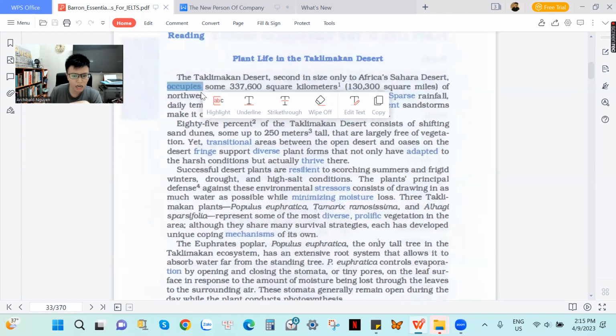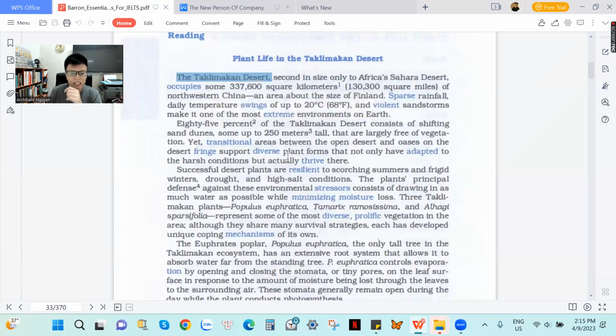Occupy means takes up or uses up. So they are saying that this Taklimakan Desert uses up a lot of area, a lot of land. And how big is the land? How big is the area? It is 337,600 square kilometers.